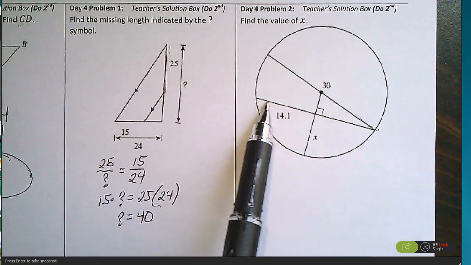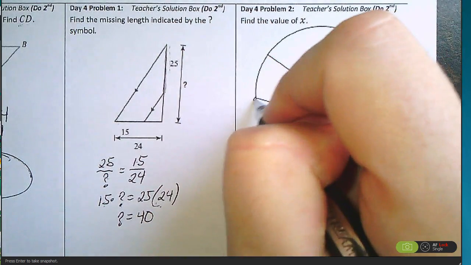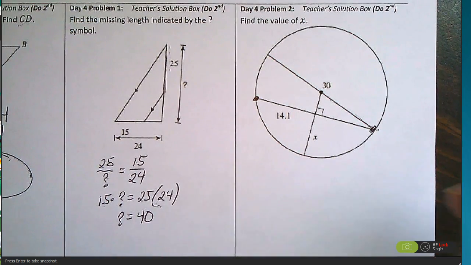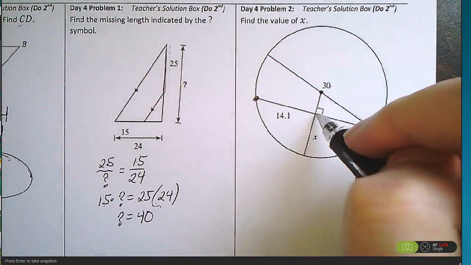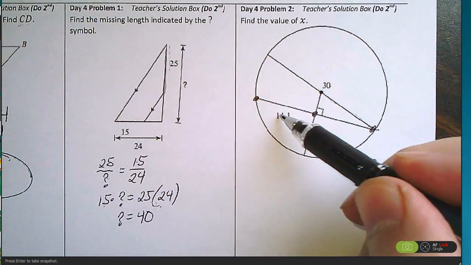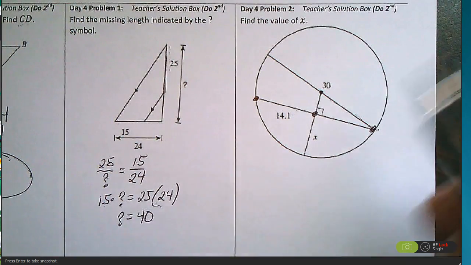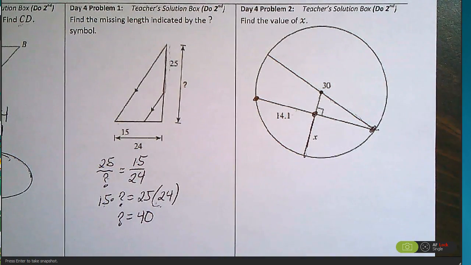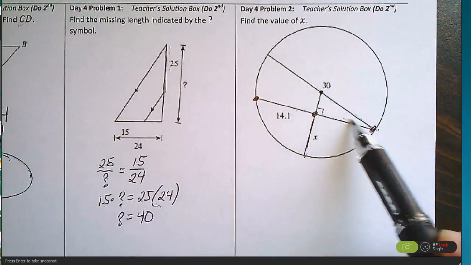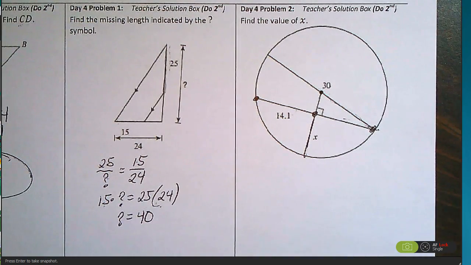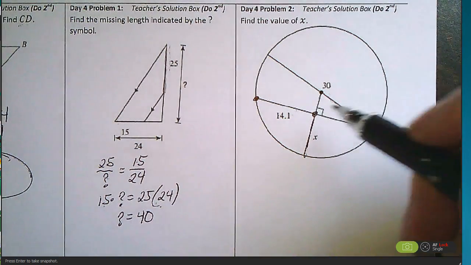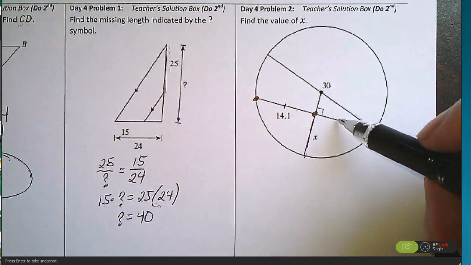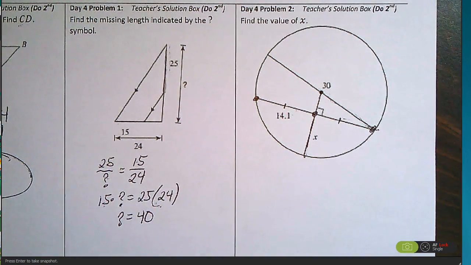We have this other segment drawn in the circle, touching the side of the circle here and here. This is called a chord. And we have this distance from here to here as 14.1. We're asked to find this distance here, x. Do you see the right triangle inside the circle? One property of a chord, when it's crossed by a radius, is that it is bisected. This part and this part are congruent.